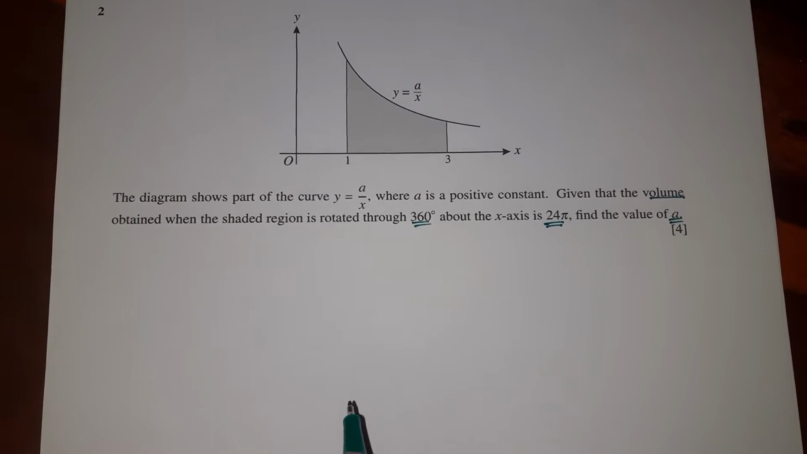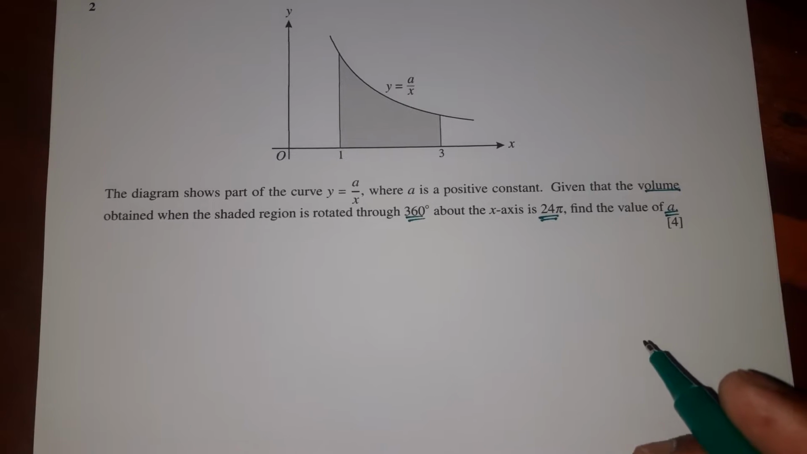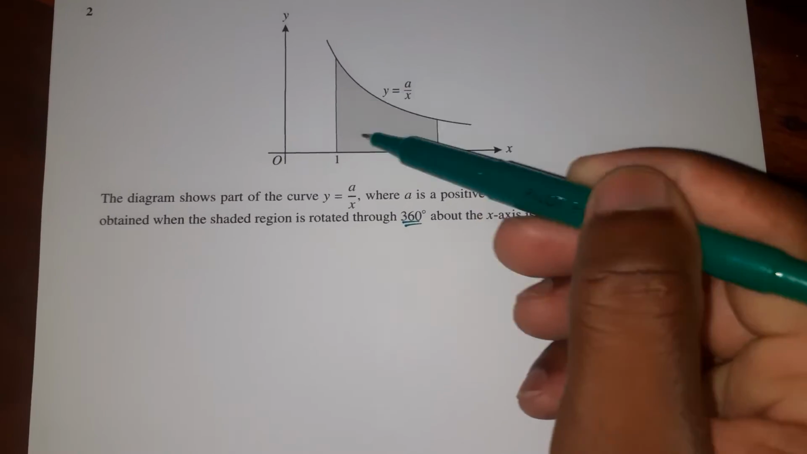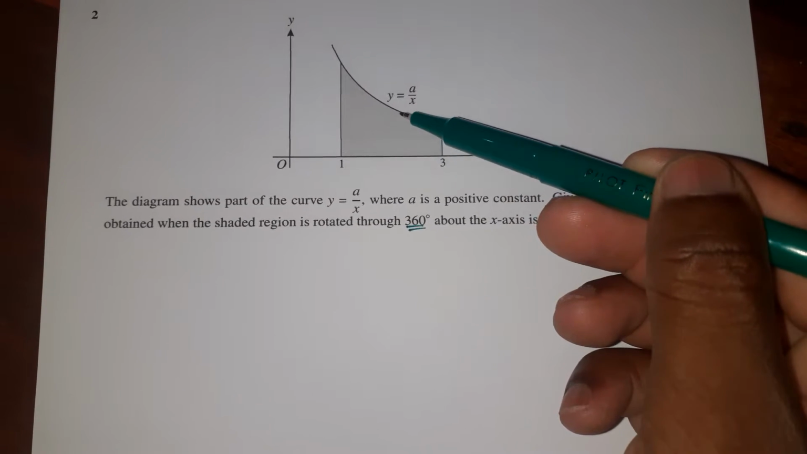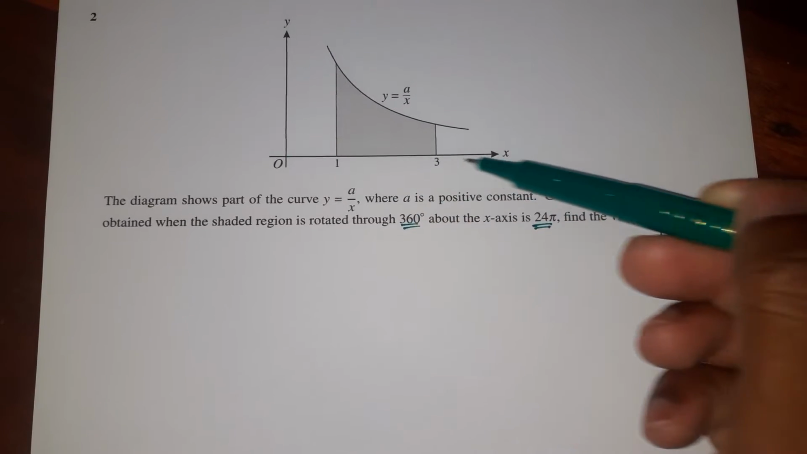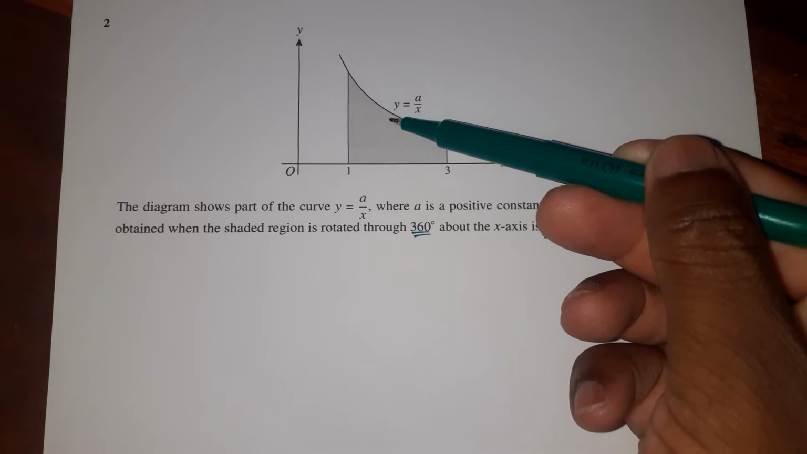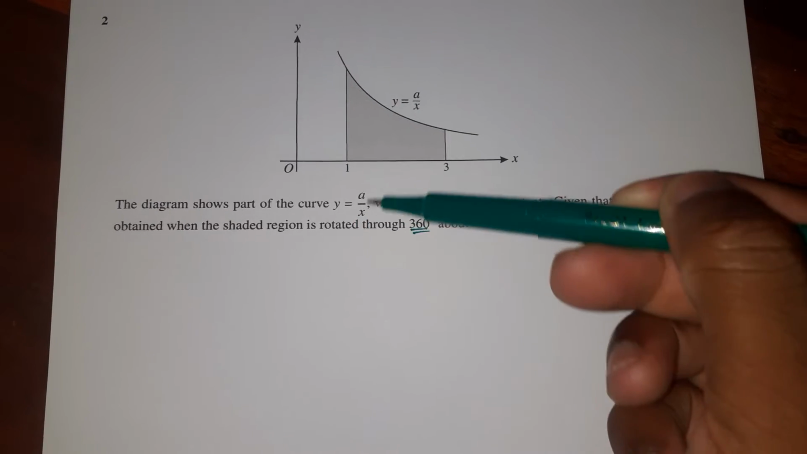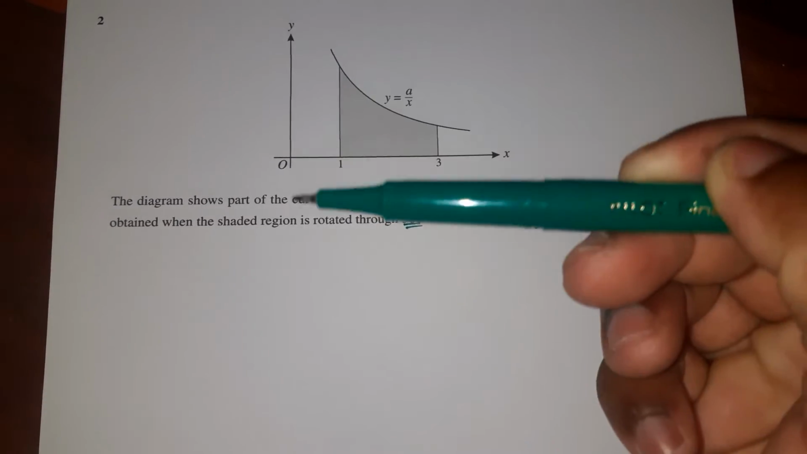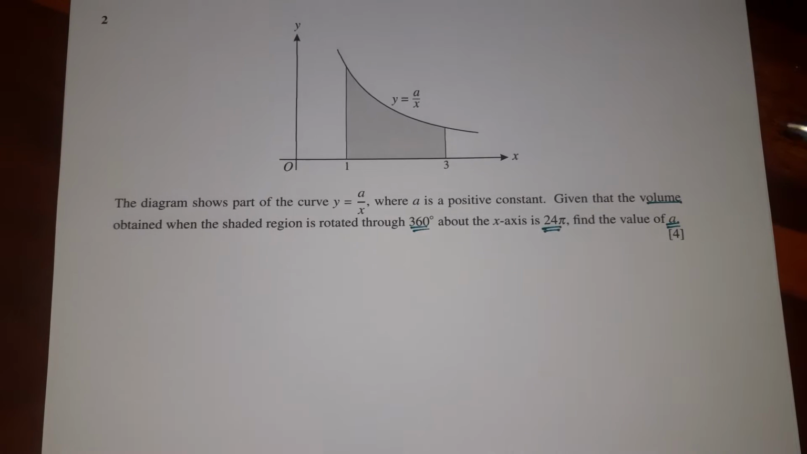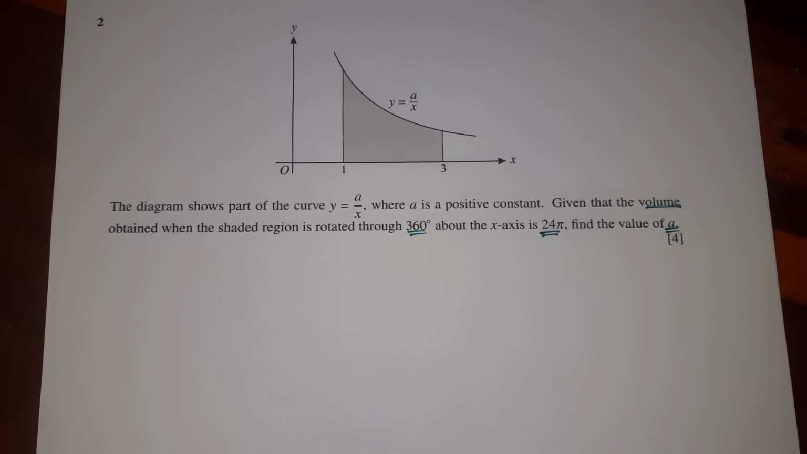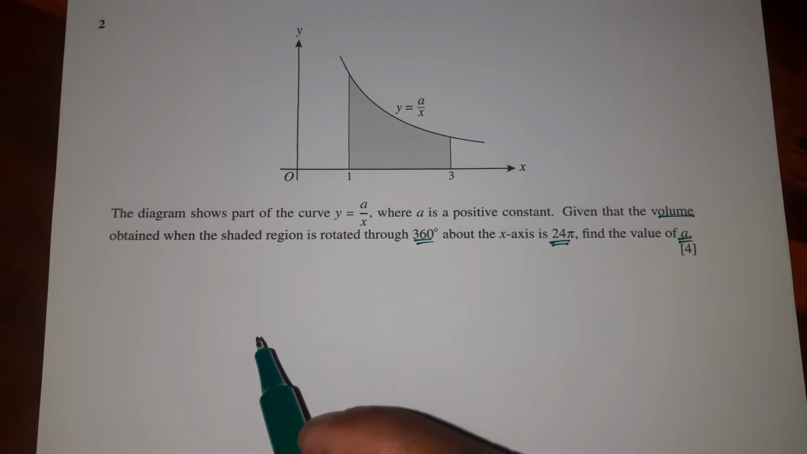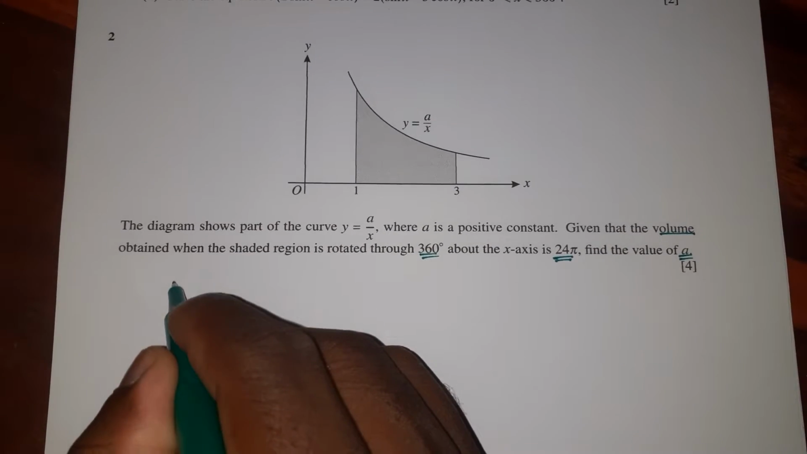Now to solve this question, it's very easy. All that you need to know is that if you look at this shape, we're told that the shaded region is rotated about the x-axis. That means if you rotate this shape, the shaded region, it will form something like a cylinder. It will have a hollow shape.